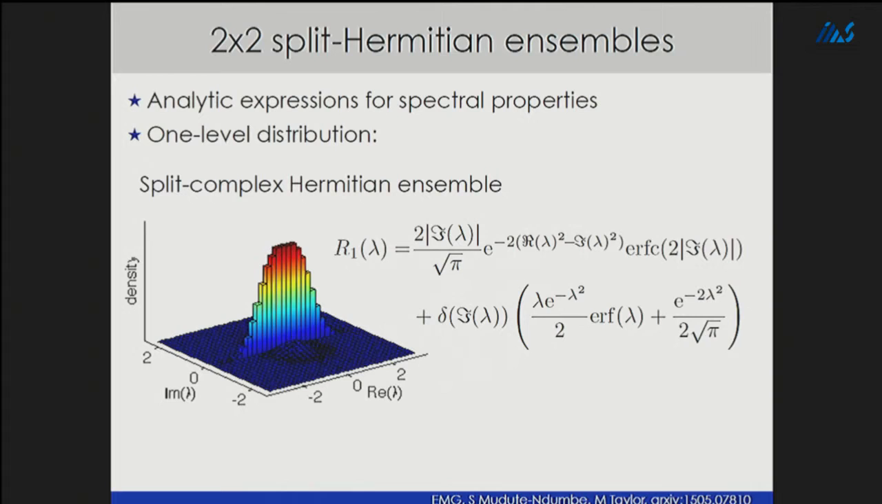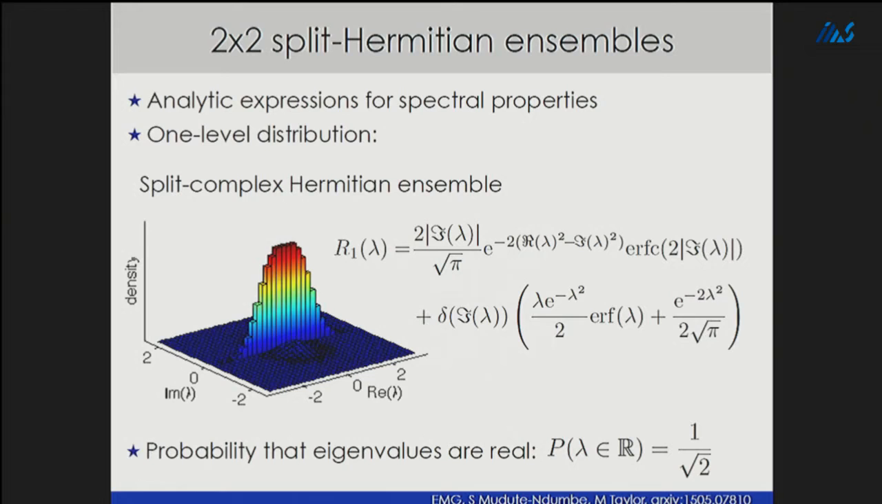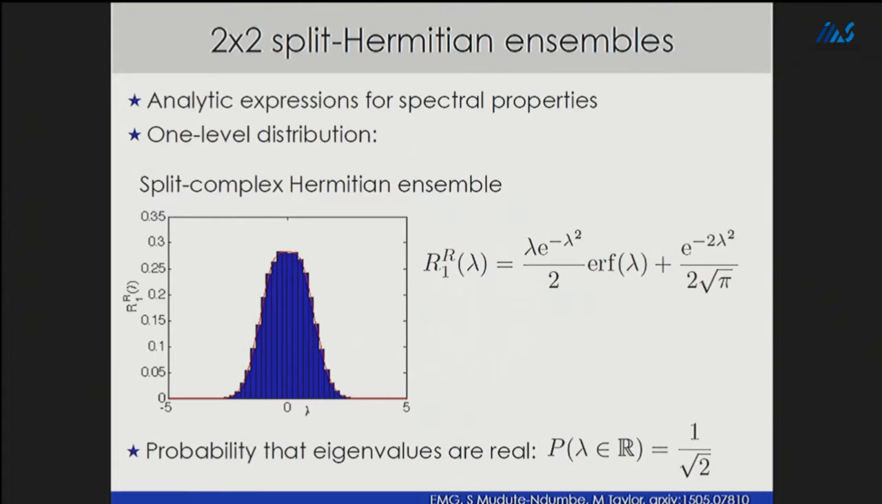So you get some error function in the imaginary part and some distribution here, and then you get this delta function of the imaginary part is zero, so this here is the distribution along the real eigenvalues. And the probability that the eigenvalues are real, I also told you already, is 1 over square root 2. So this here is just the probability for the real eigenvalues only, the one level probability.